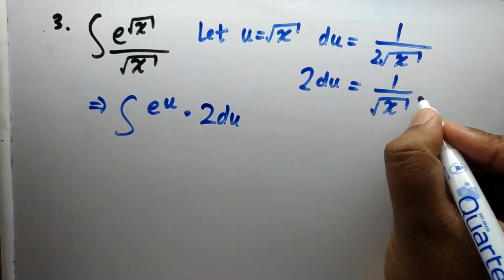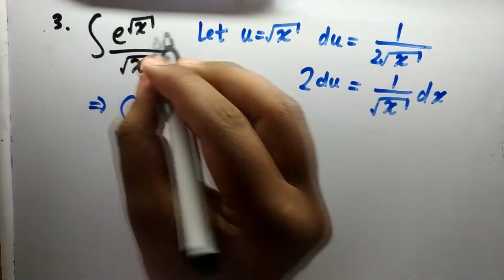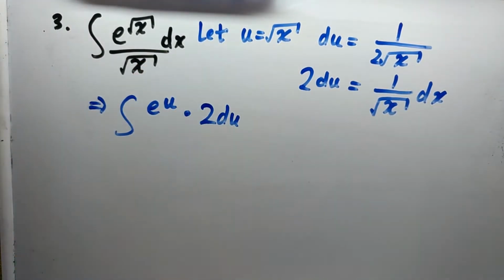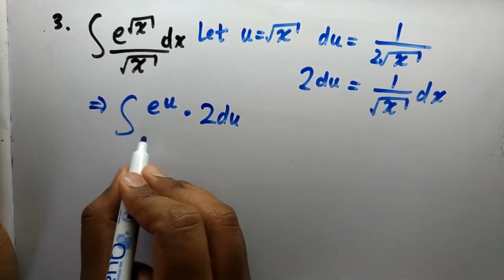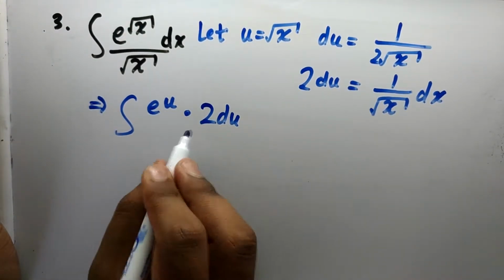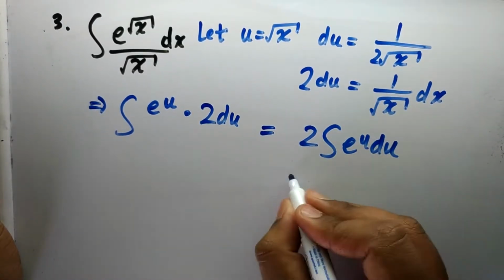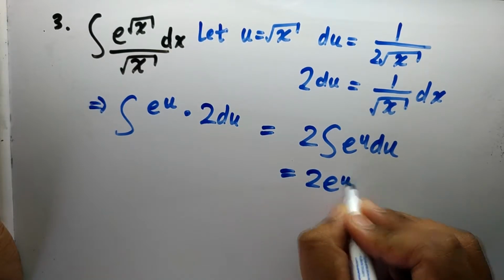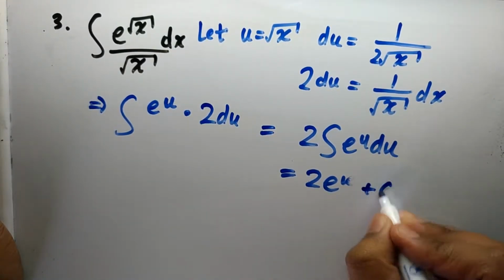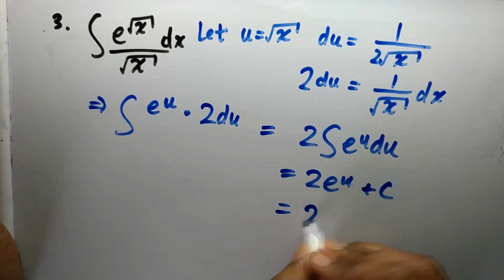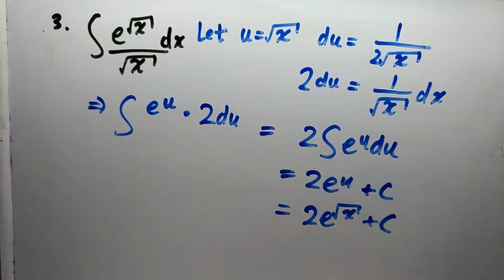And once we do this, we can actually, oh yeah, don't forget to write the dx. I tend to forget that quite often. And so we can now pull out the 2, and we're just left with e to the u du, and the integral of e to the u is just e to the u. So it should be e to the u plus c. And then we can just plug in what we substituted for u.